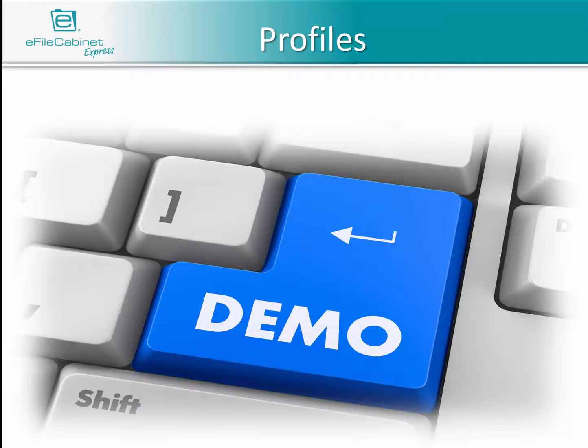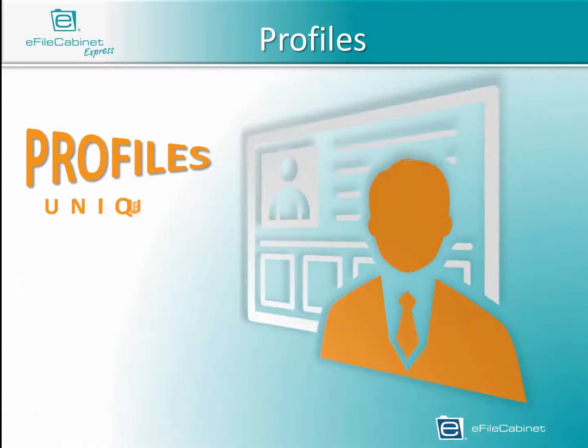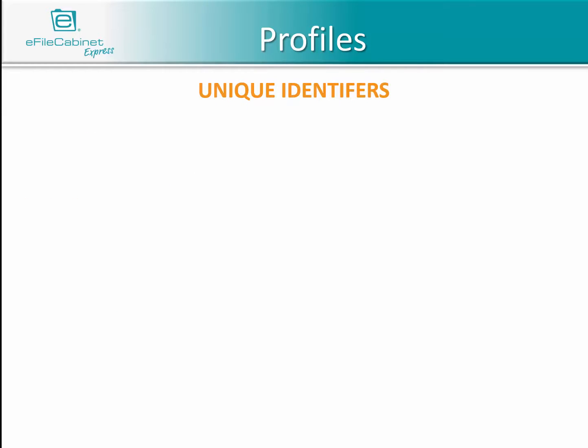All right, next we're going to talk about profiles. Profiles, which is metadata, unique identifiers. By tagging items with profiles, you are able to search for them. So what is a unique identifier? What are they? Well, let me give you a couple examples.